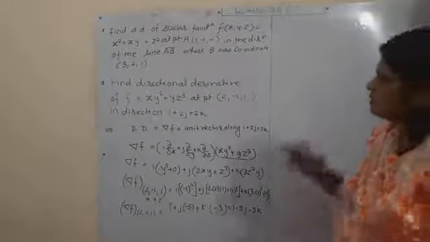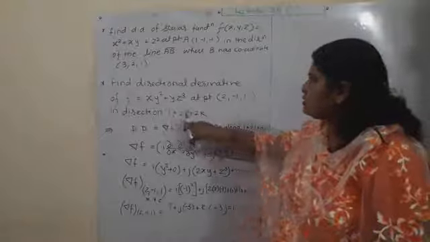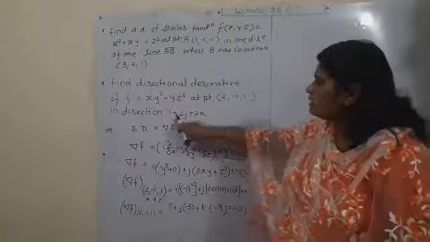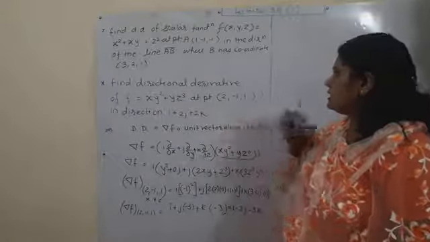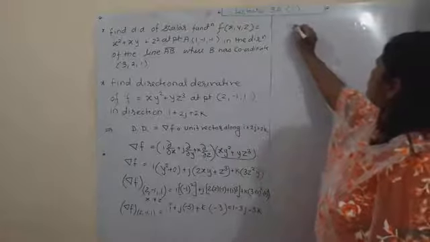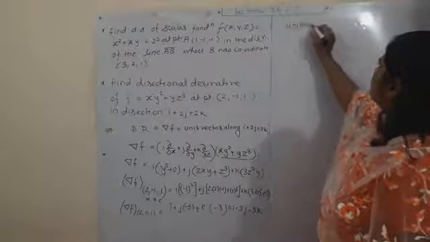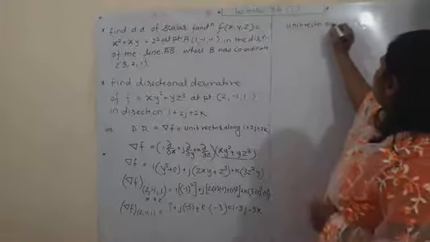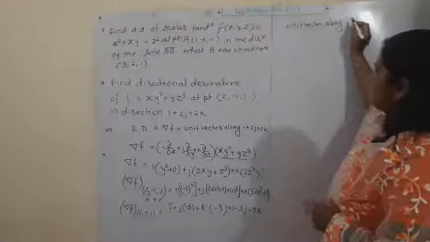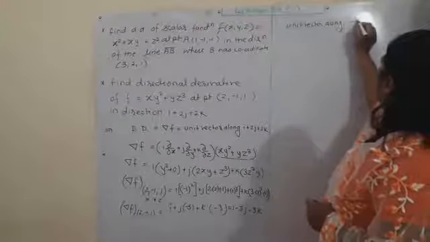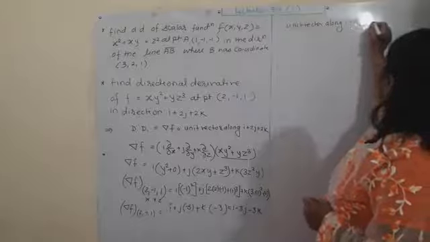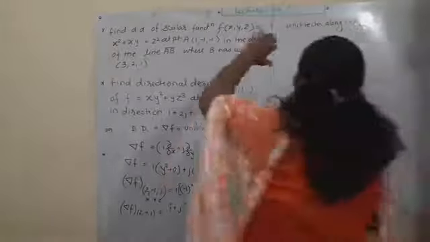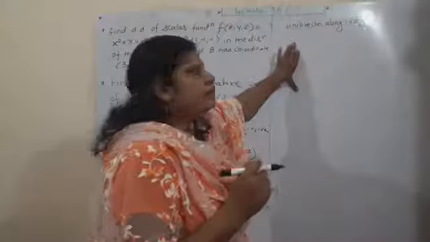Now we will have to find the directional derivative along that direction. So first we take a unit vector along that direction. So how do we get the unit vector? Along the direction i plus 2j plus 2k. Everyone knows how to find a unit vector, it is basic vector algebra.